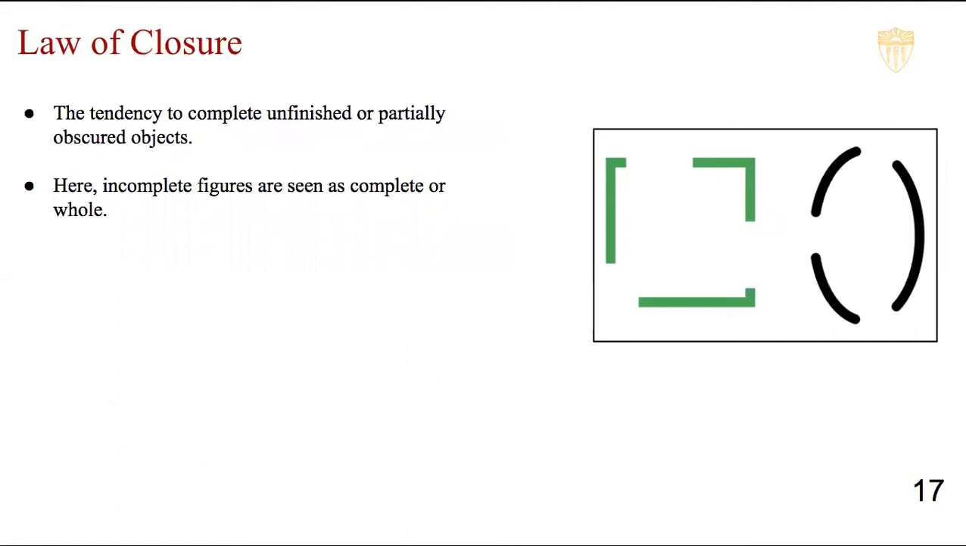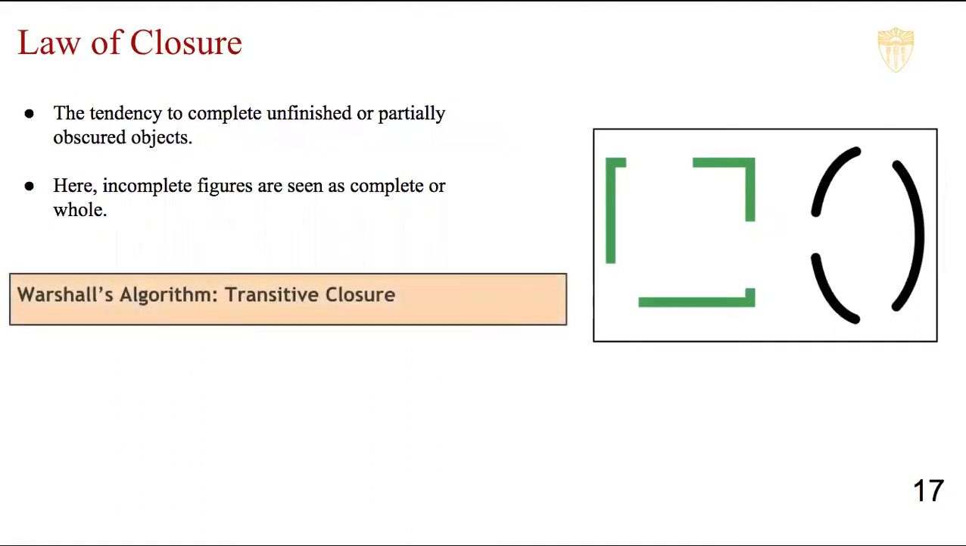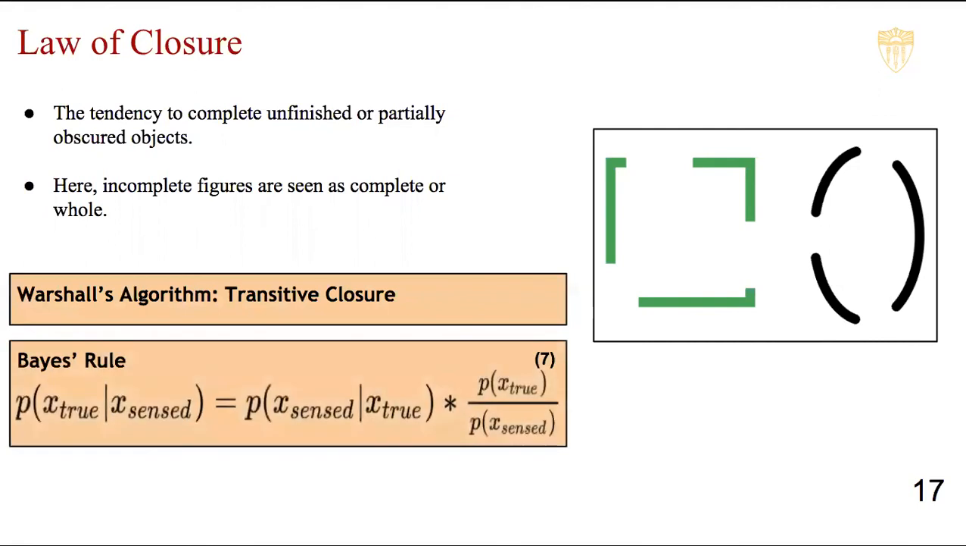One approach to compute this is Warshall's algorithm for transitive closure. Alternatively, since the law states that there is the expectation of closure when a fragmented version is presented, we can use Bayes' rule as a formal way to represent such expectation in the case of proprioception.